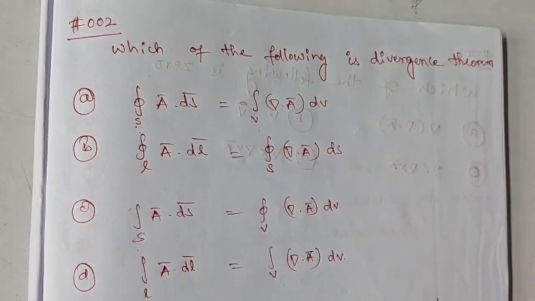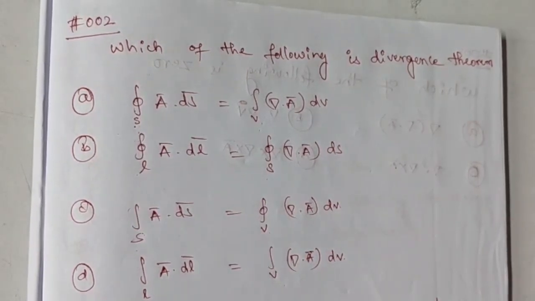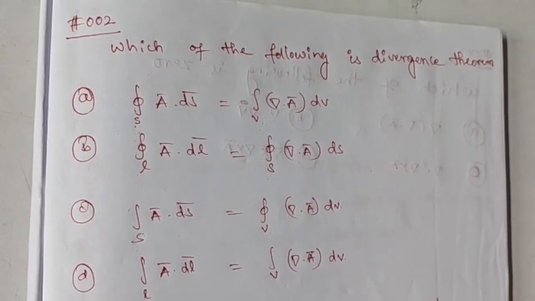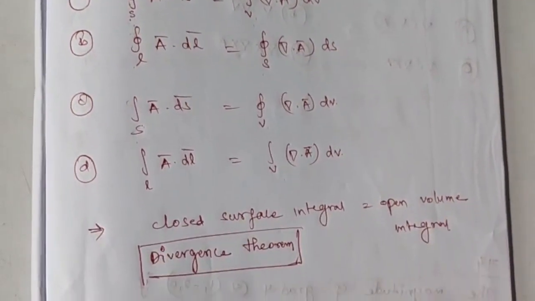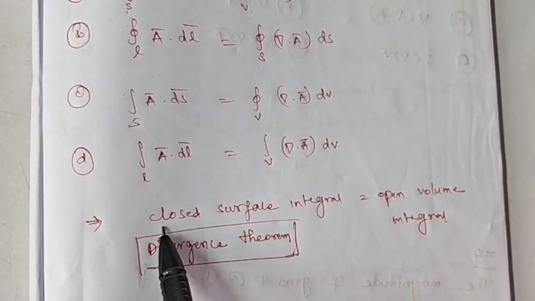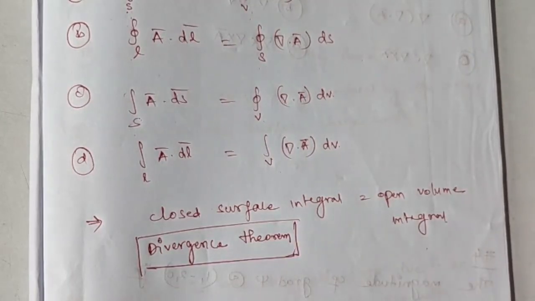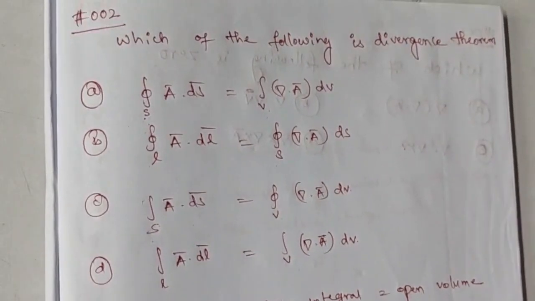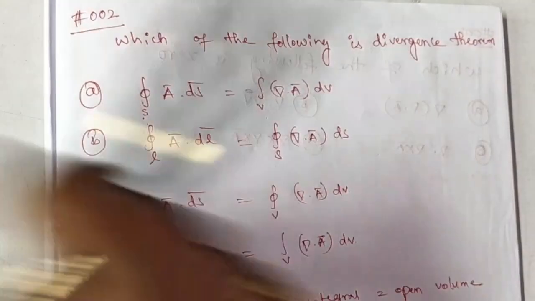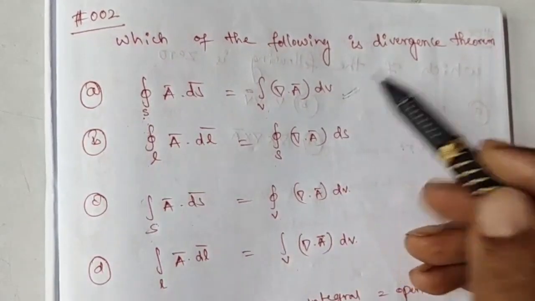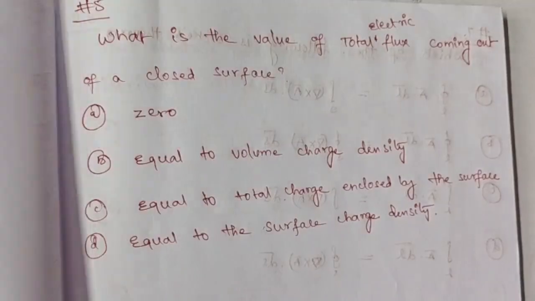So according to divergence theorem, it tells that the closed surface integral is equal to open volume integral. Right? So this is the divergence theorem statement. Closed surface integral is equal to open volume integral. So from the given options, option A is the correct answer. Okay. Next question.